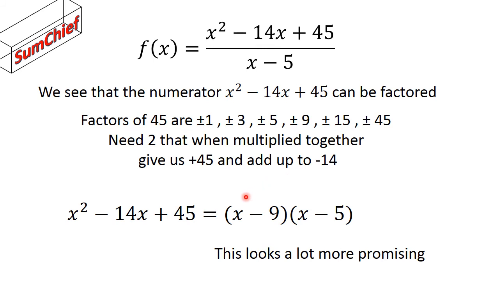So what we can say is our factors are x minus 9 and x minus 5. So x squared minus 14x plus 45 equals x minus 9 times x minus 5. So now we're looking promising. Let's move on and see where we get to.